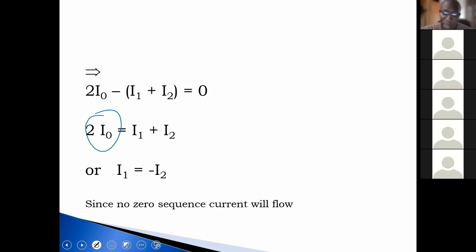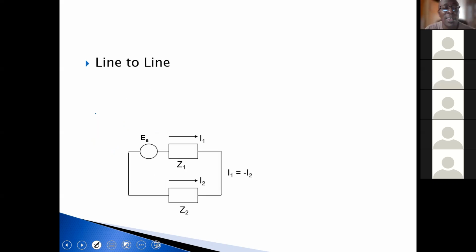Parallel. So it remains parallel. Which is what we have here. Always bear in mind, Mr. Watson, that the currents are going out. So I1 would be equal to minus I2, and V1 is equal to V2. So for your line-to-line fault, there's no need to consider your zero sequence.